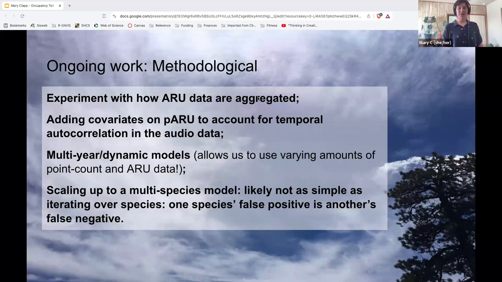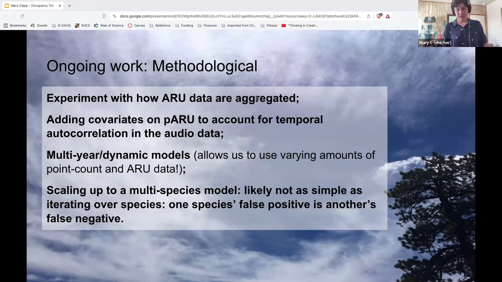So I'm going to try and wrap it up pretty quickly here. We have a lot of ongoing work. We're currently experimenting with how the ARU data are aggregated. Should we aggregate those scores by file, by day, by multiple days? We're working on adding covariates to the ARU data to account for non-independence of those temporal estimates. And that's a whole realm of exploration of how to handle that.